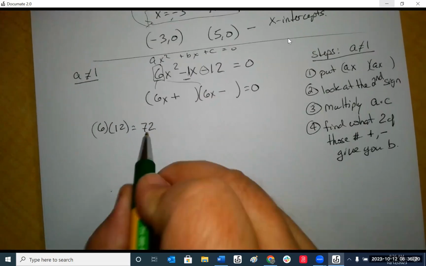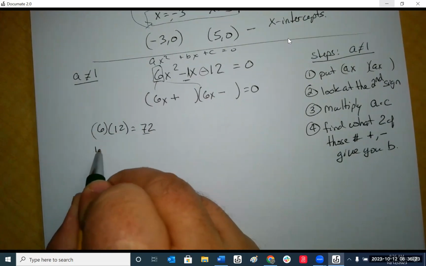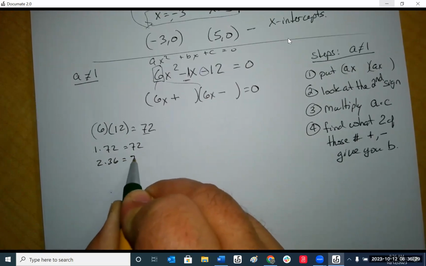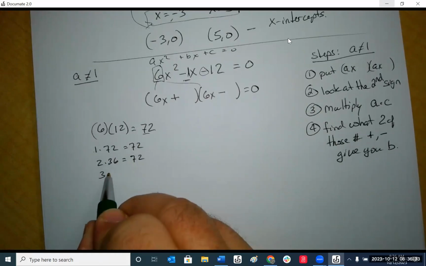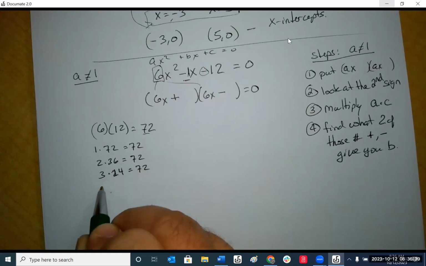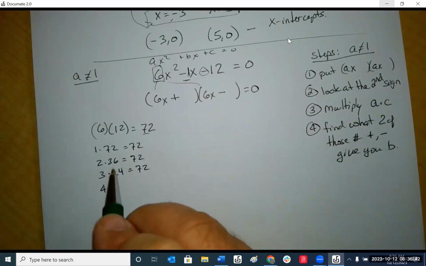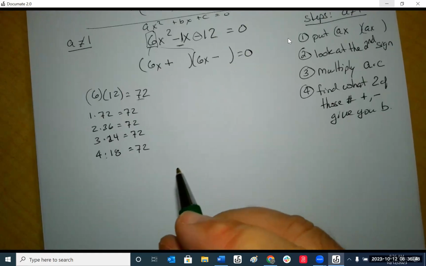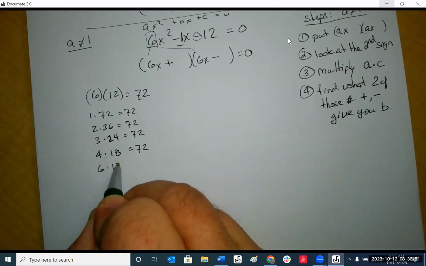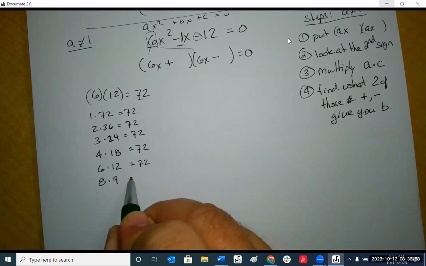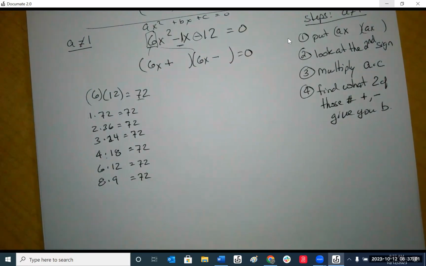So here's where it gets complicated. So now we figure out what equals 72. So we have 1 times 72, 2 times 36, 3 times 24, 4 times 18, 6 times 12, 8 times 9, and that's it. Because then we start repeating themselves the other way.